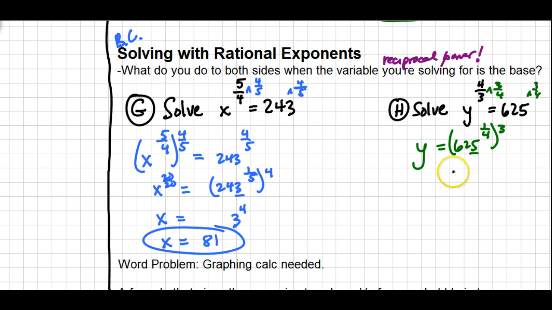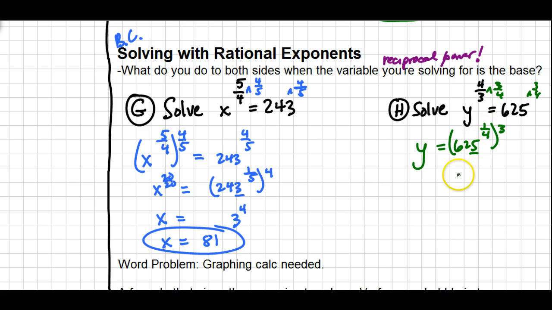Let's check it. 5 cubed, I know, is 125. Let's multiply that by another 5. 5 times 5 is 25. 2 times 5 is 10, carry the 2 is a 12. 1 times 5 is 5, carry the 1 from the 12, I get a 6. So I was right on my guess.